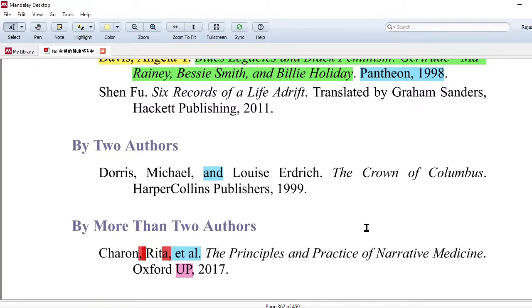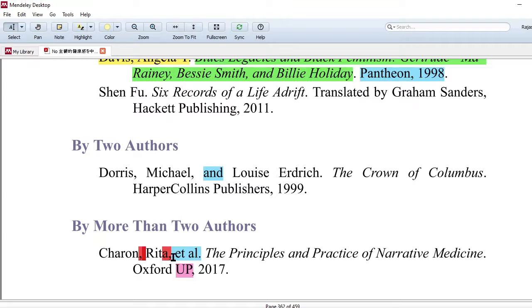When you have more than 2 authors, normally you will add et al. What does it mean? Look here, Charon, Rita. Always kindly remember, when you have two authors, in both places it is only a comma. Doris, comma, Michael. Actually, this is Doris, Michael. But don't think that after the second name there should be a comma, after the first name a full stop. No. That full stop is only for the one author book. But when there are two authors, it is not a full stop, only the comma. Right? And you have to do the same thing for more than two authors also.